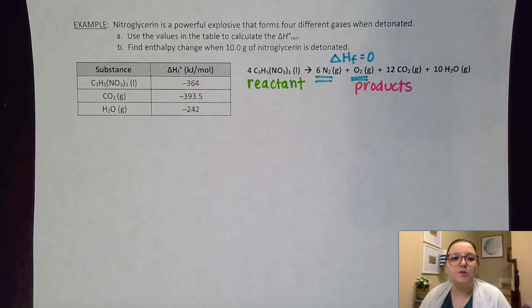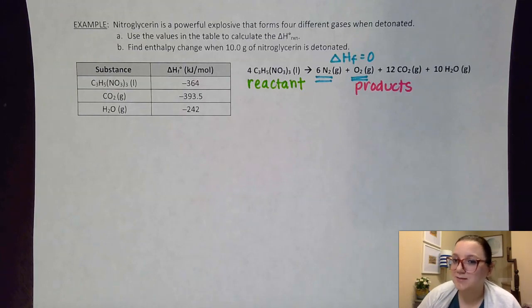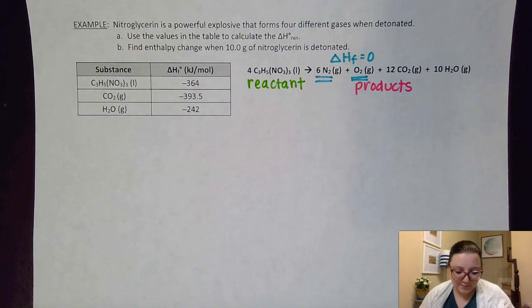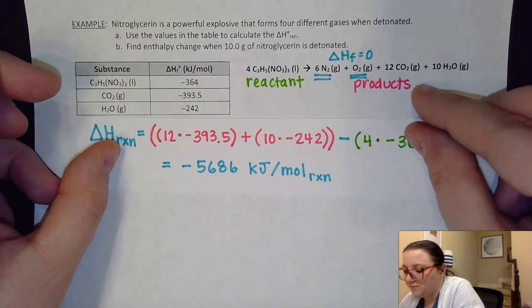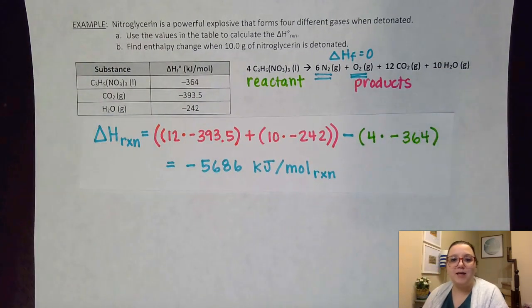So here's what I want you to do. I want you to go ahead and pause the video and take just a moment and see if you can solve A. See if you can use the values in the table to calculate the delta H of the reaction. So go ahead, pause it and try it out. All right, did you pause it? Did you try it out? I'm going to hope that you did. Let's go ahead and talk about what the answer would be. So here's what I got for both my work and my answer.